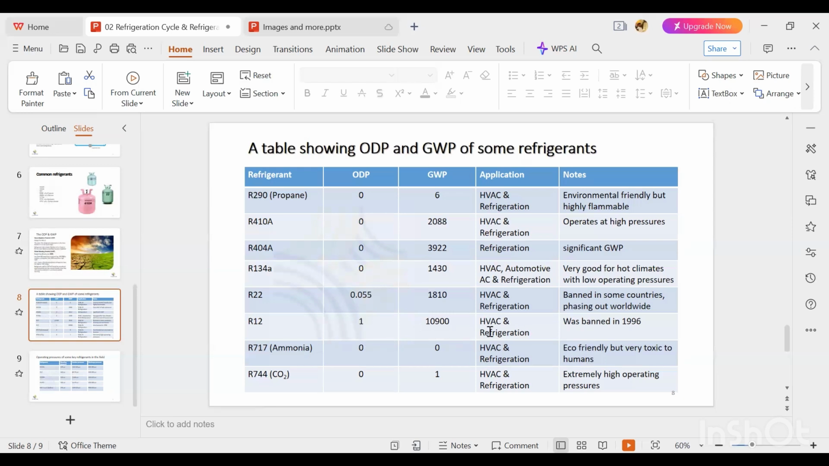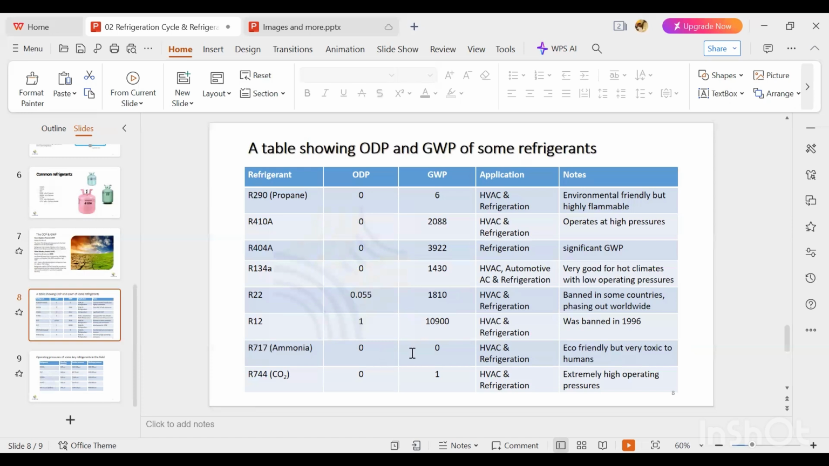So this refrigerant was banned in 1996, even before some of you were born. It was banned a long time ago. It is no longer produced nor available on the market. If people have it, they have it on the black market. If they are producing it, they are producing it illegally. It is no longer allowed to be produced and used.